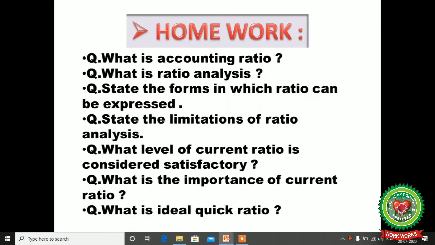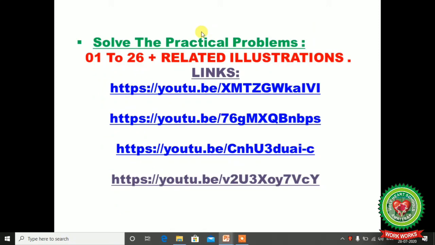Now it's time for your homework questions. Number 1. What is accounting ratio? What is ratio analysis? State the forms in which ratio can be expressed. State the limitations of ratio analysis. What level of current ratio is considered satisfactory? What is the importance of current ratio? What is ideal quick ratio? And also solve the practical problems, students.